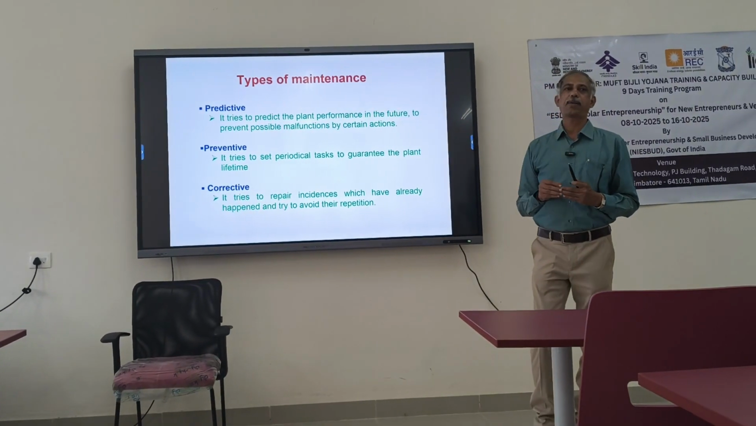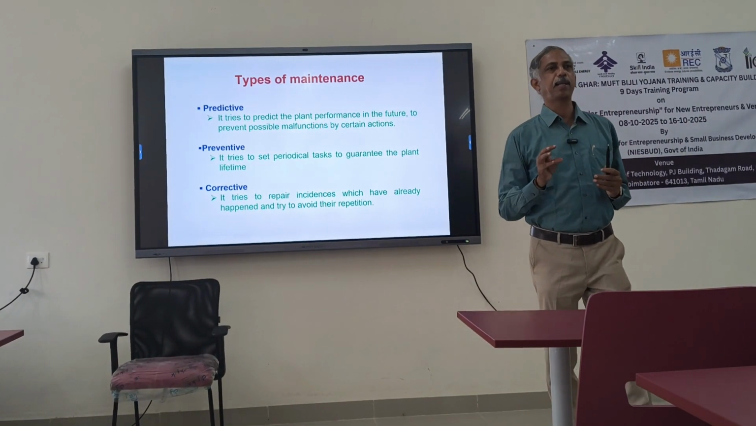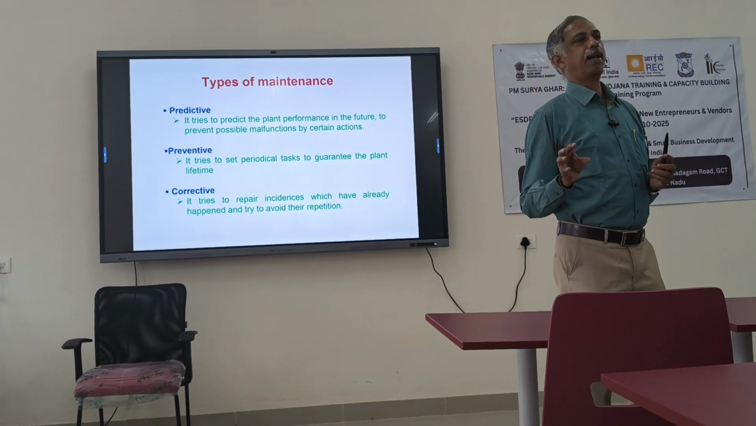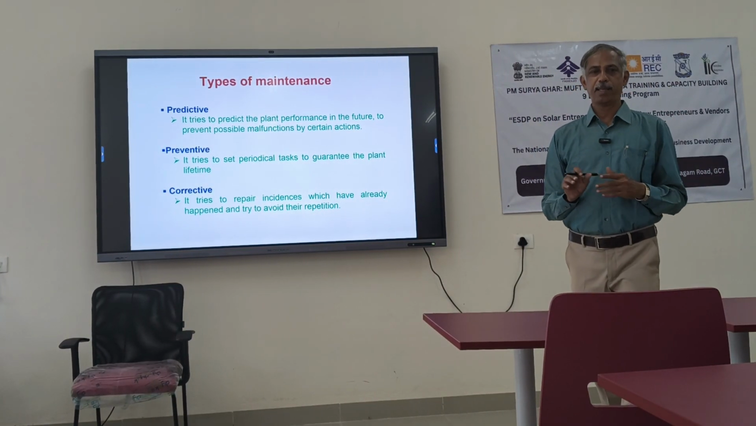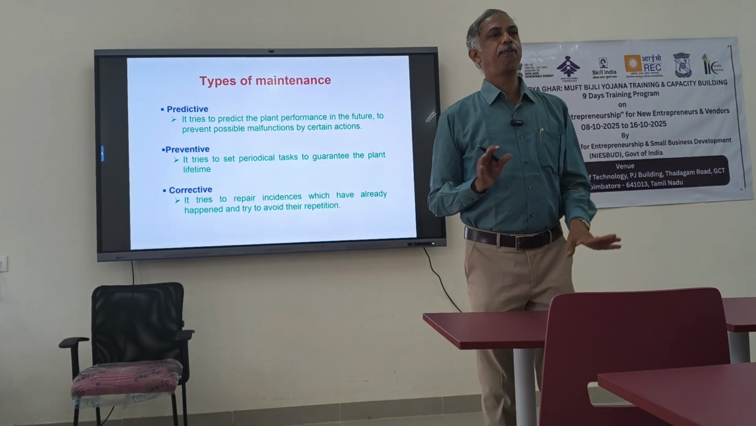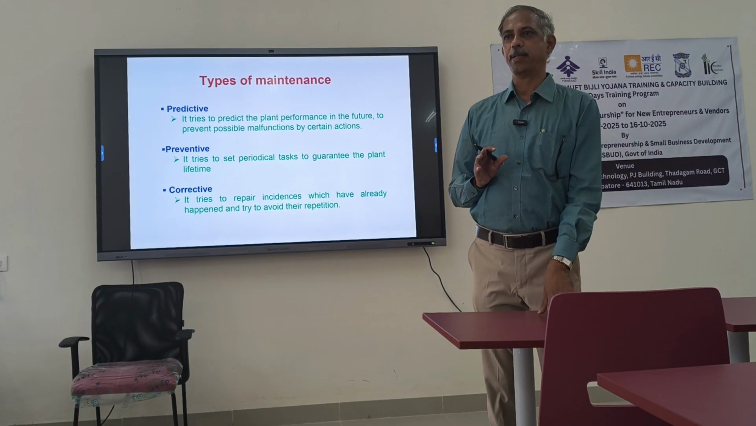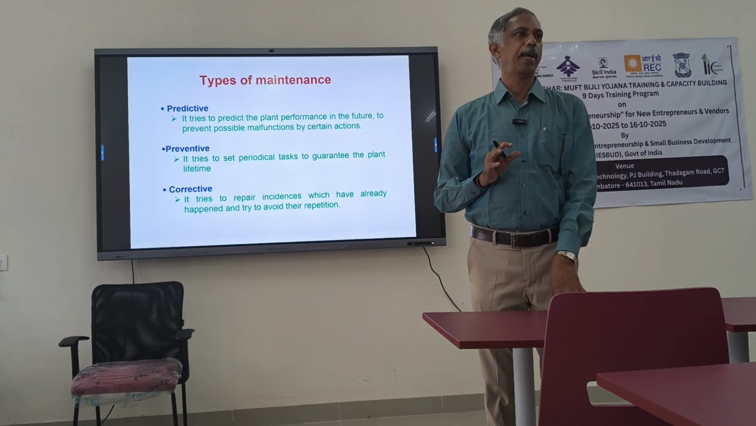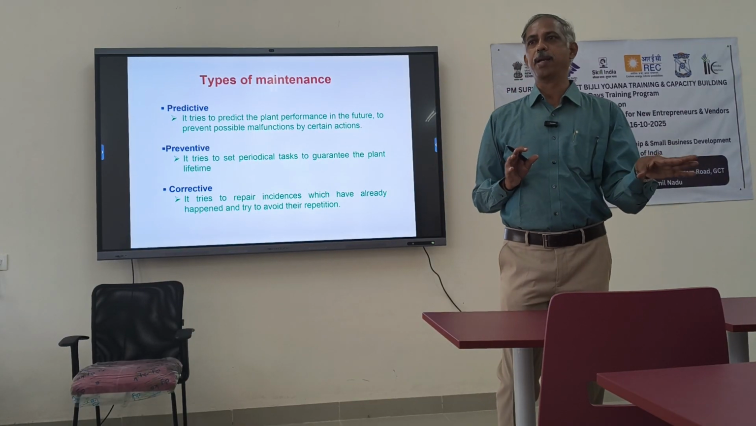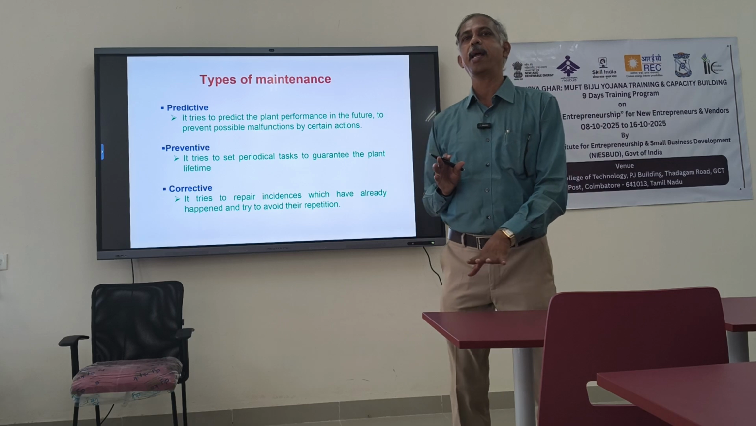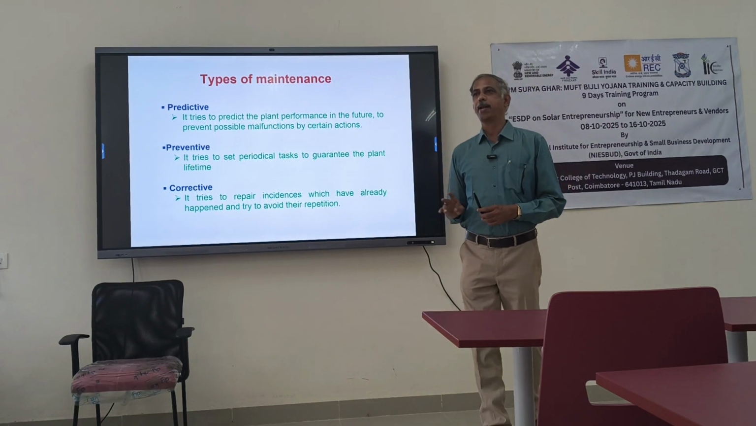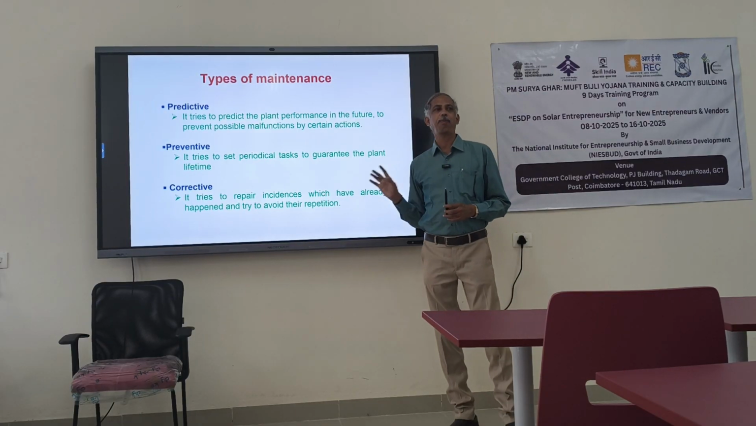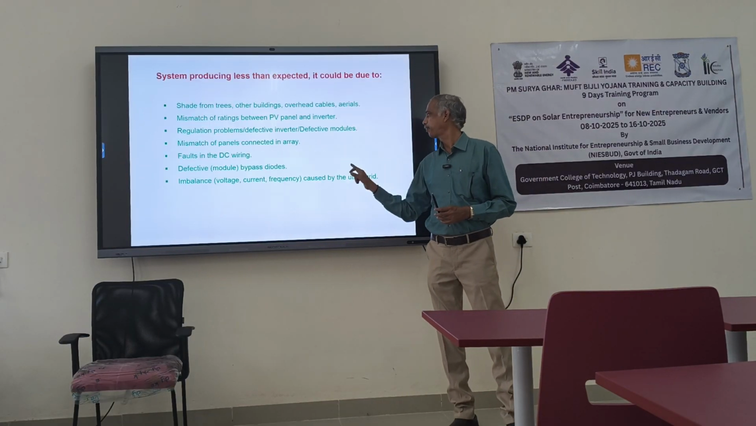Then corrective maintenance. Suppose there is a loose connection in the solar panel, or some mistake or damage in a solar cell, say there are n number of modules. If one panel module gets damaged, you have to replace that module, otherwise it will affect the function of other panels. So then and there you have to replace the damaged cells or damaged panel. That is known as corrective maintenance. You have to carry out these three types of maintenance for proper function of solar systems.